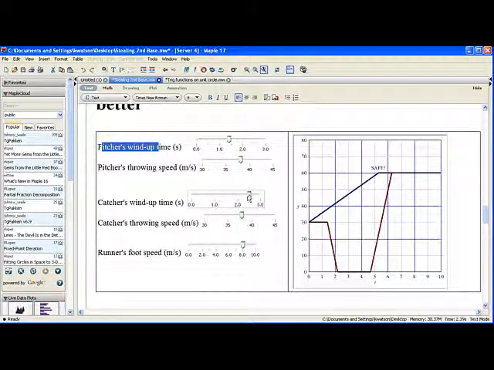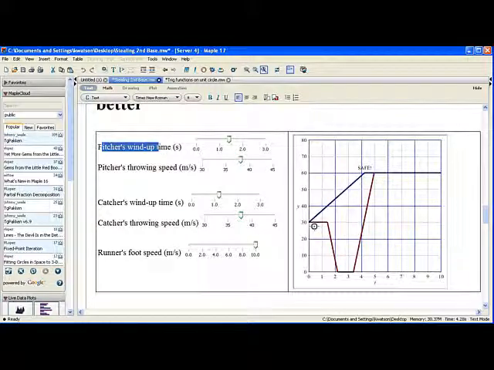I can change the time that it takes the catcher to release the ball, and notice this does not change the slope, that only changes the time at which this line begins its upward rise. We can also change the speed of the catcher's throwing, like so, and we can change the speed of the runner, and this brings us to the blue curve.